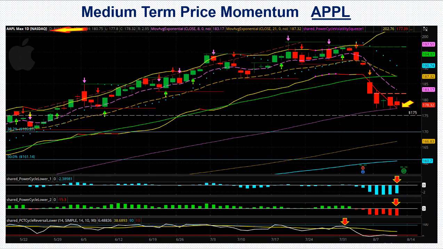So here's an example of Apple. This is a daily time frame, and you can see the momentum indicators here. This is a zero line, and this is a histogram, so when it's below zero, that's negative momentum. My cycle 1 indicator here is a really fast momentum indicator. Cycle 2 is a slower indicator that I use to confirm.